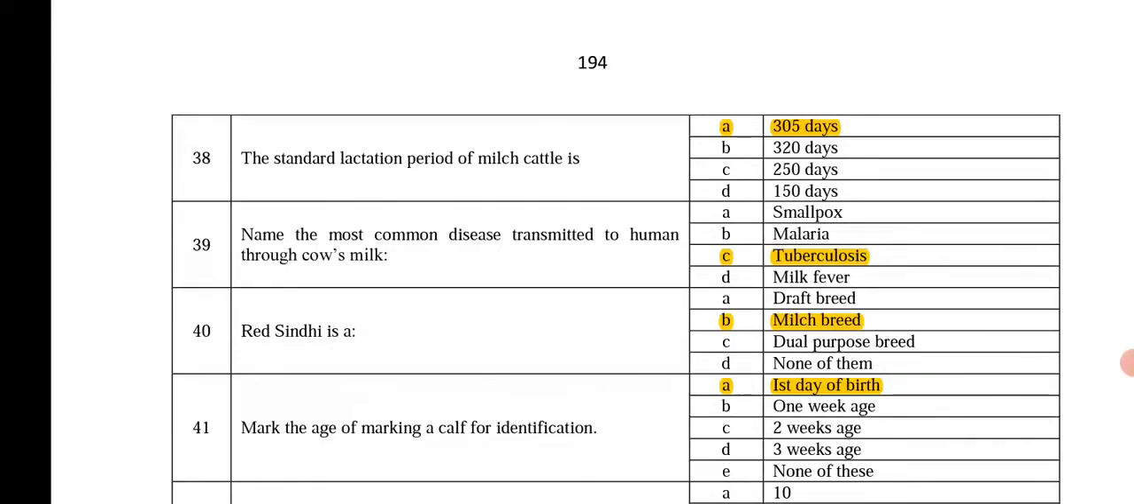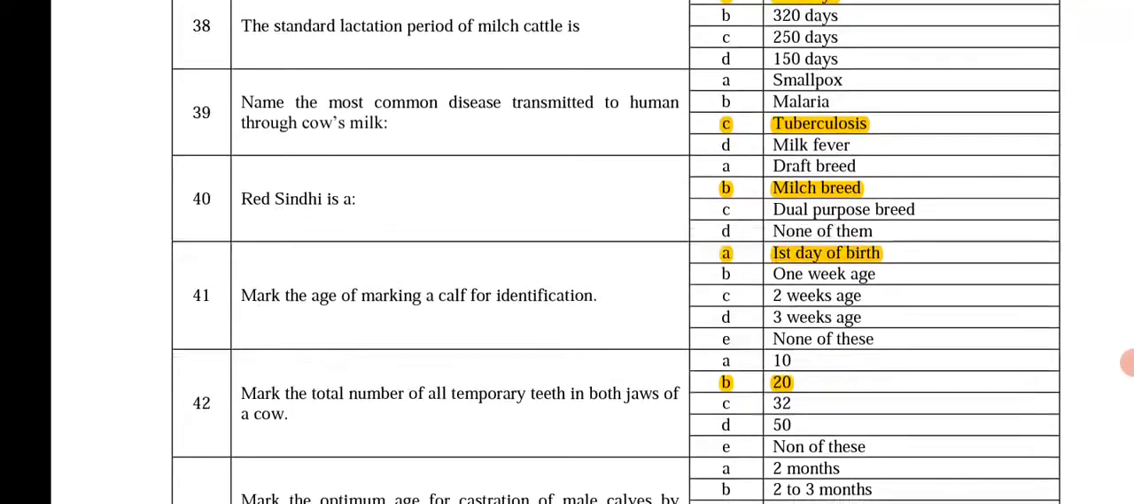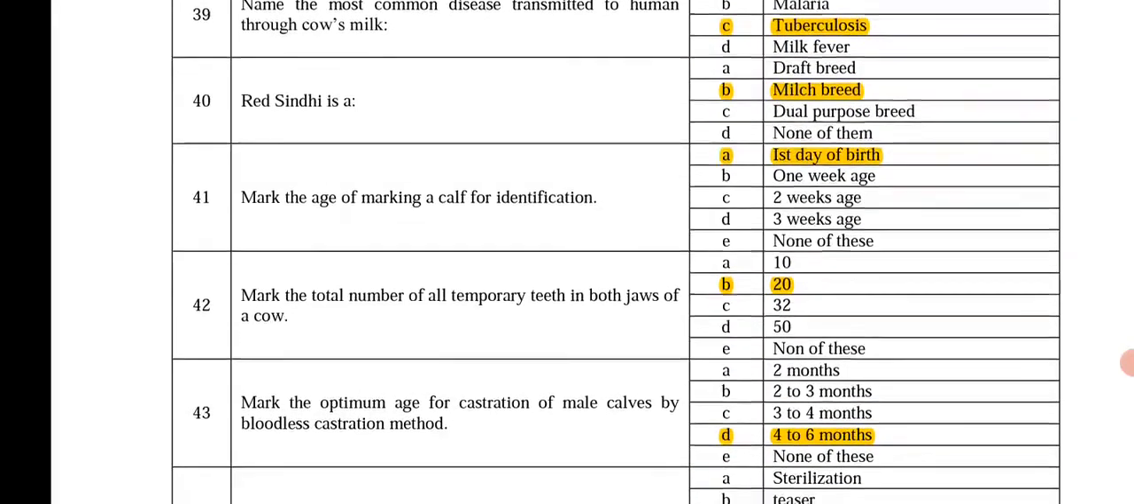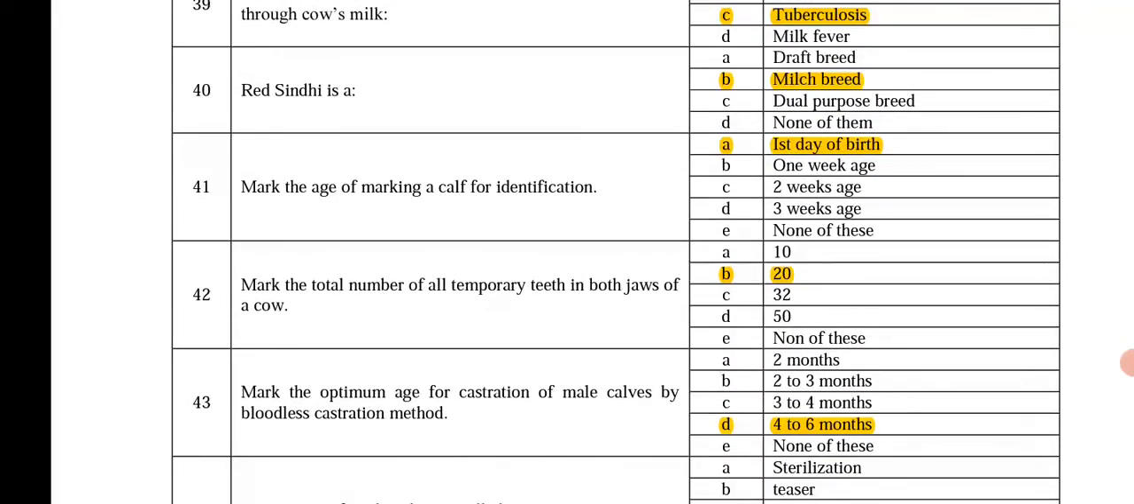Name the most common disease transmitted to humans through cow's milk. Tuberculosis. Red Sindhi is a milch breed. Mark the age of marking of calf for identification. First day of birth. Mark the total number of all temporary teeth in both jaws of a cow.